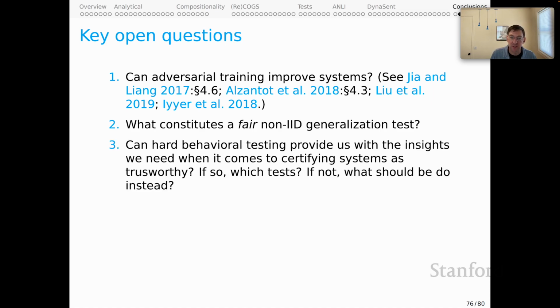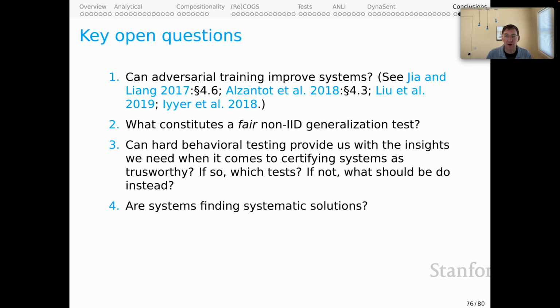Can hard behavioral testing provide us with the insights we need when it comes to certifying systems as trustworthy? If so, which tests? And if not, what should we do instead? I think this is a crucial question. I think in a way we know that the answer is no. No amount of behavioral testing can offer us the kind of guarantees that we're seeking. But it is a powerful component in getting closer to deeply understanding what these systems are like. And certainly we can use behavioral testing to find cases where they definitely fall down. But for actual certification of safety and trustworthiness, I believe we will need to go deeper, and that is the topic of the next unit of the course.